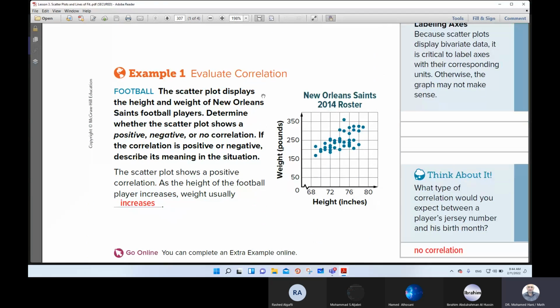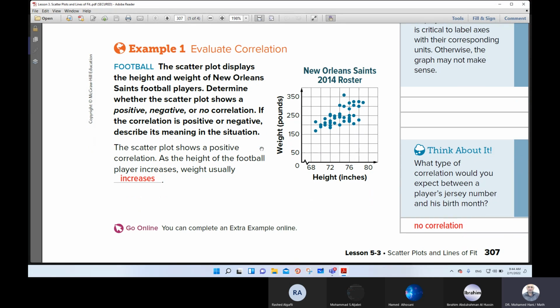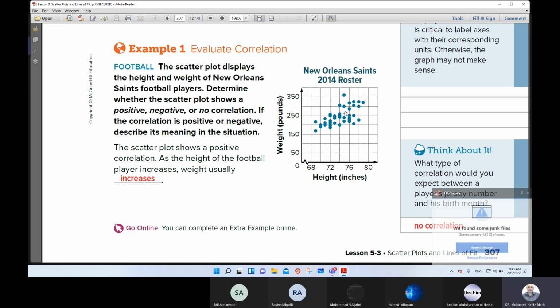For example, evaluate the correlation. As you see from the graph here, if you choose any point and study the values of x, you have an increase in the height. And study the values of y at each point, you will note an increase also in the weight. So an increase in the x and an increase in the y means the correlation of the points will be positive.